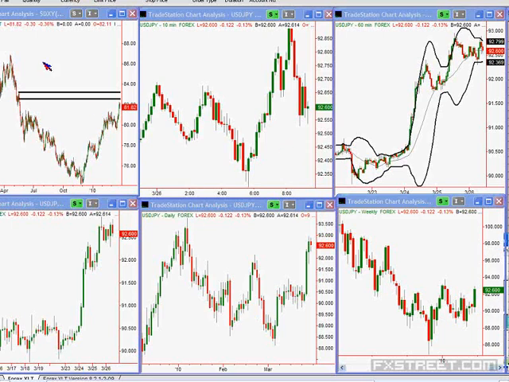Okay, so again, if we focus on this dollar index, I'm just going to blow this chart up a little bit, and then I'll grab the charts for you again so you can see.